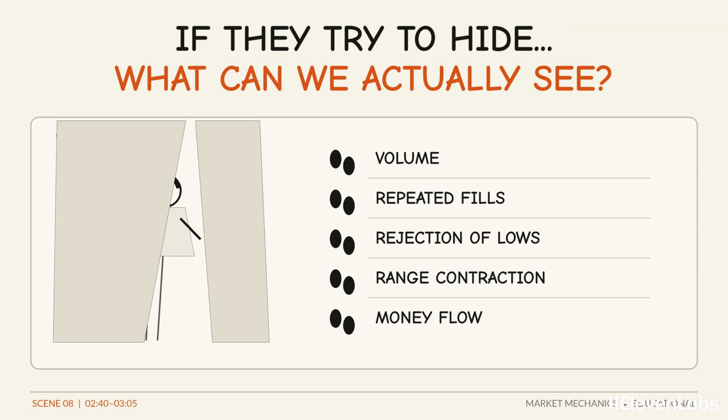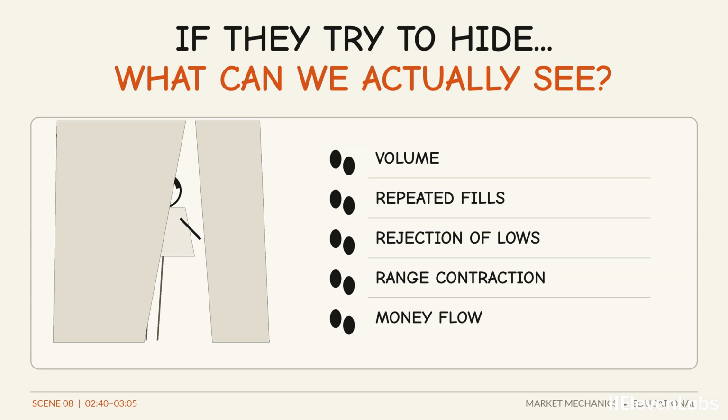If large participants try not to reveal their full intentions, what evidence can still leak into price and volume? Not certainty. Footprints. We can measure how price responds to trading pressure, whether levels are repeatedly rejected, whether ranges contract, and whether money flow begins to change.